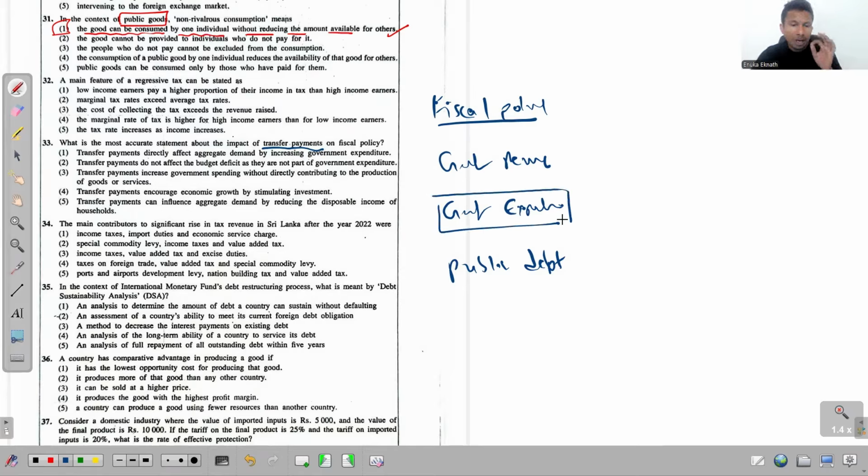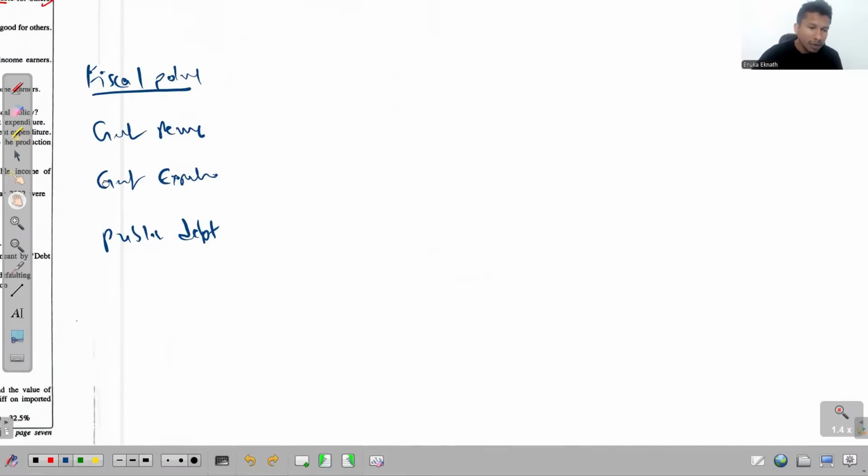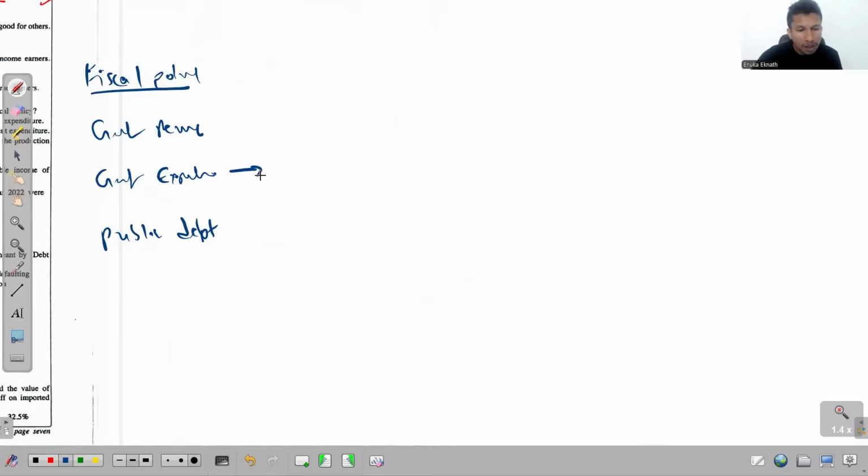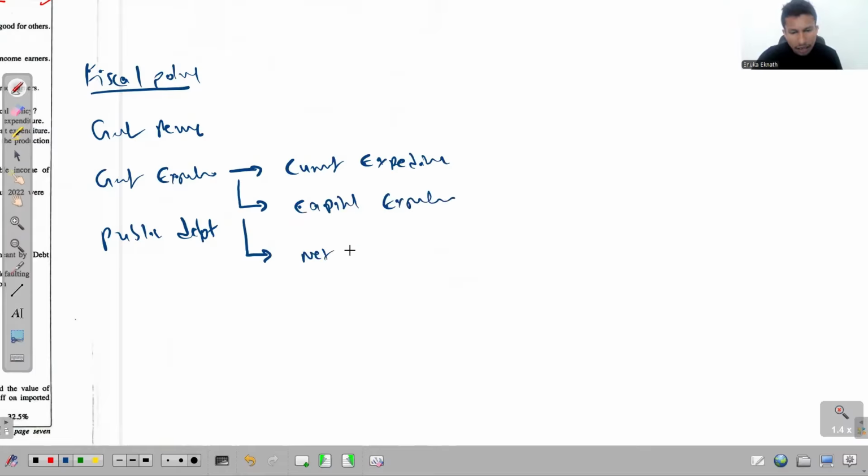And according to the economic classification, inside government expenditure, what are the main components we get? We get three main components. And what are these three components? The first one is government's current expenditure. The other one is government's capital expenditure. And the last one is net lending. So these are the three components we find inside government expenditure.